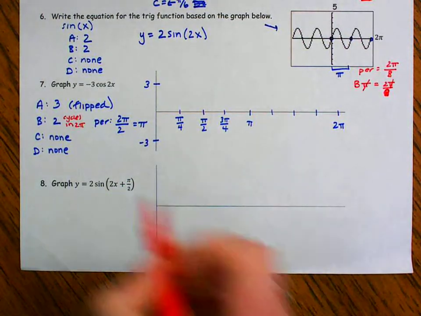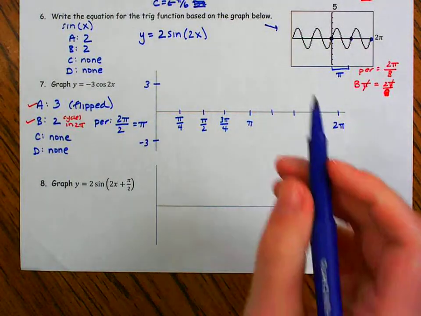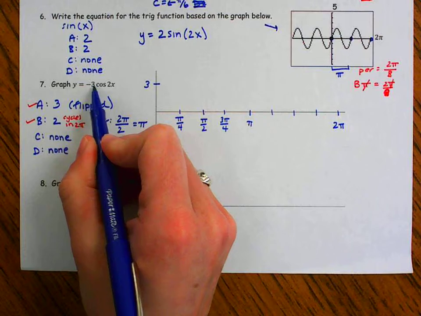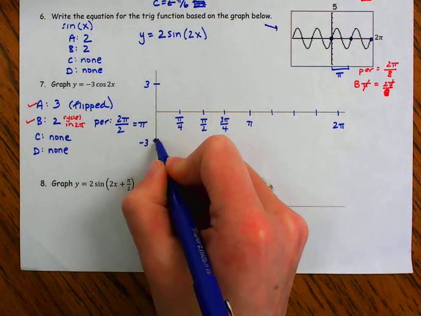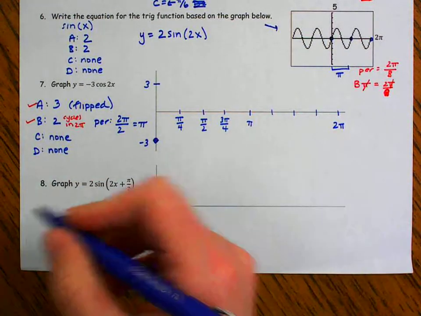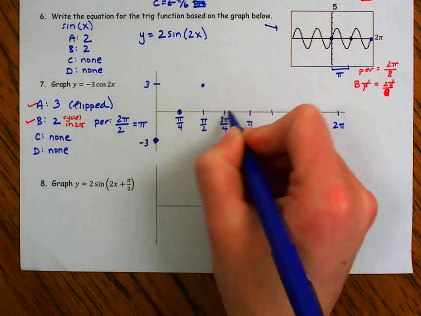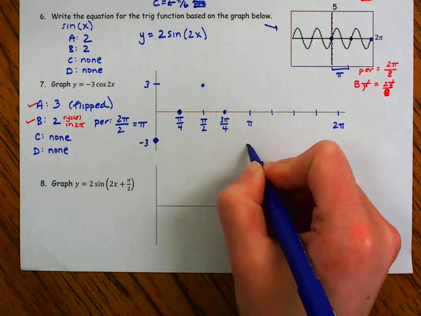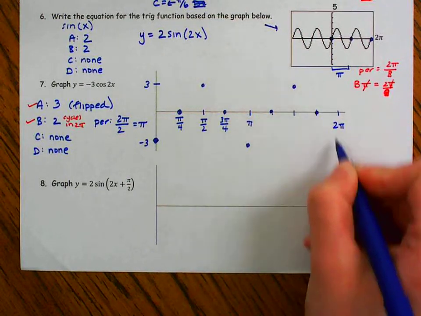So if I think about this, I've taken care of this. I've taken care of this. I can jump to graphing now. Cosine starts at the top, but this is flipped. So I am going to start at the bottom. And then at each key point, I just go through my bottom, middle, top, middle, bottom, middle, top, middle, and then back to the bottom.